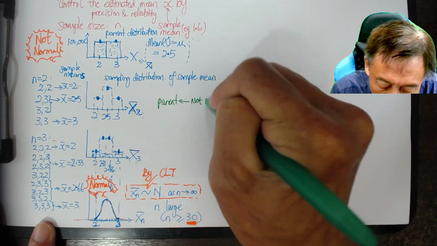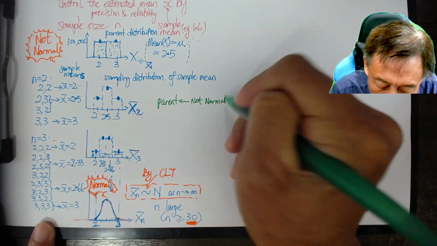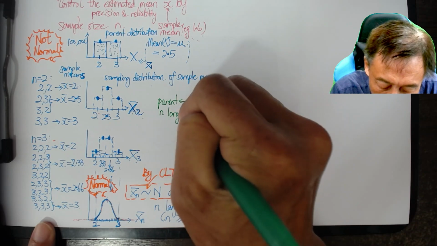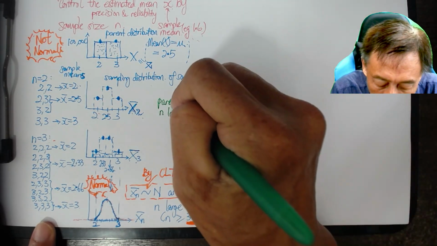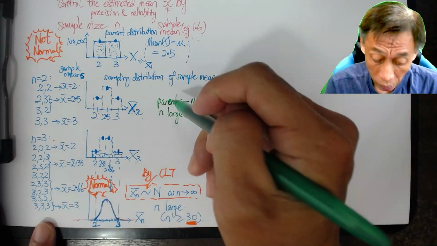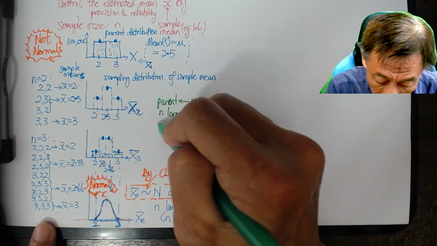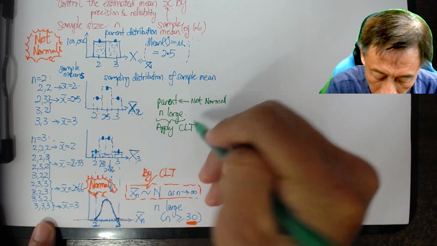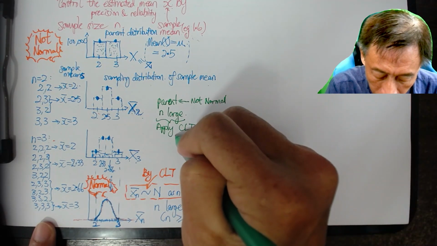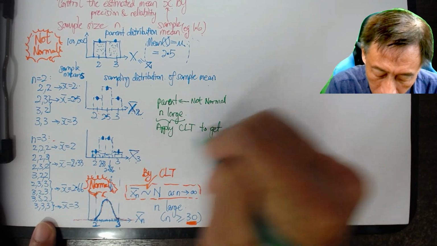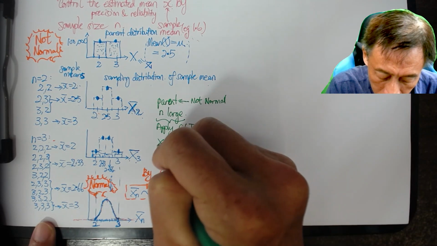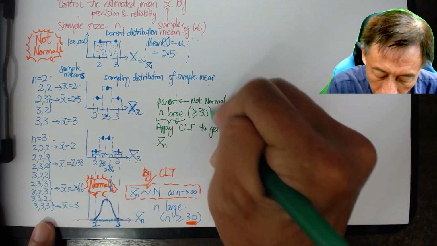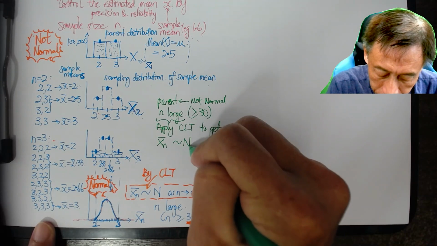Not normal. But n is large. Right? Then we will apply CLT to ensure that the sampling distribution of the sample mean is going to be normal.